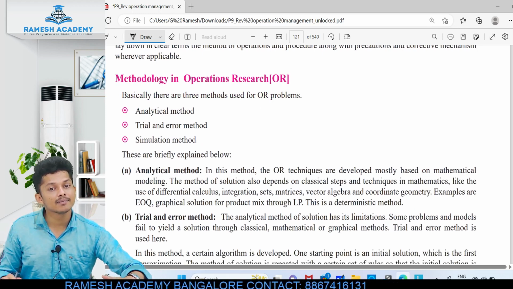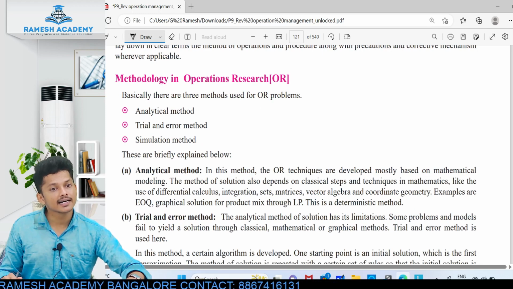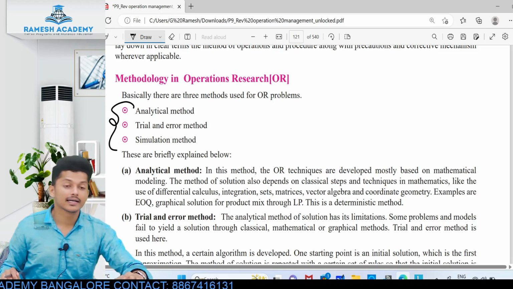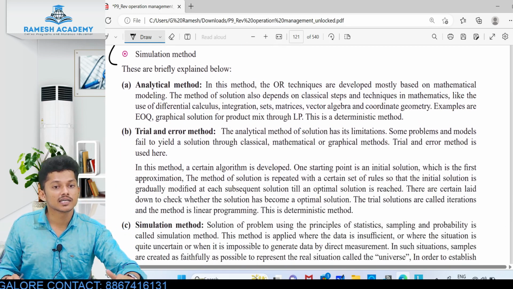Next, methodology in operations research. Basically, there are three methods used for operations research. Very, very important. Analytical method, trial and error method, simulation method. Analytical, trial and error, you may expect this for MCQ.